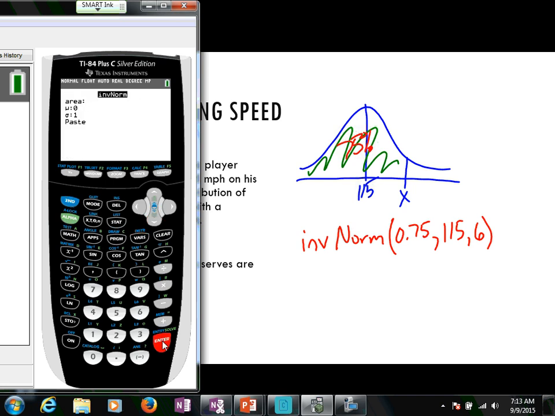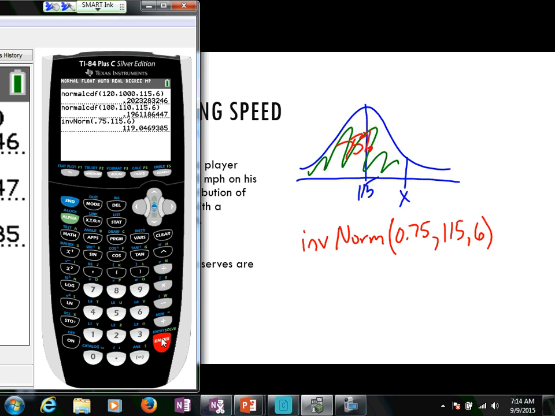Now again, on my 84, it's going to ask us for those input values. What's your area? When it's asking area, it specifically means to the left. So I need to input 0.75. My mean is still 115, and my standard deviation is still 6. So I'm going to hit paste. If you have a TI-83 calculator, this is what your input is going to look like. We go ahead and press enter, and there's our speed. According to this, 119 miles per hour would be our third quartile of Nadal's surface.